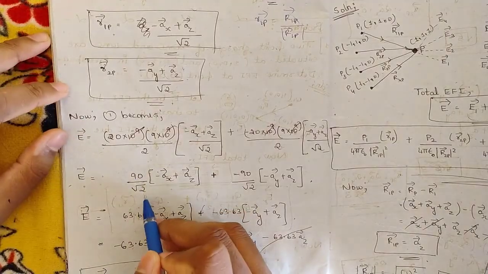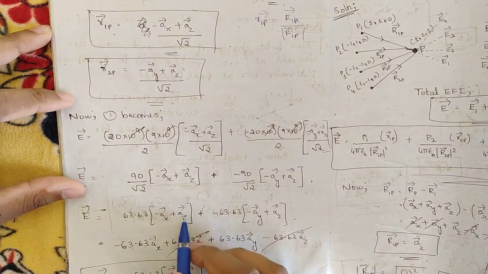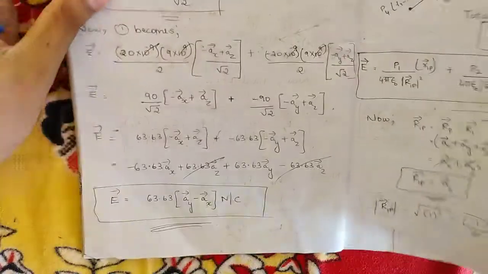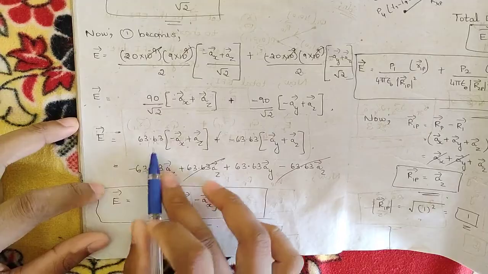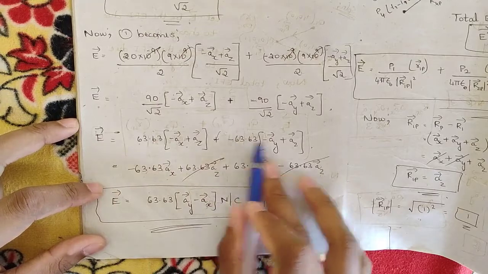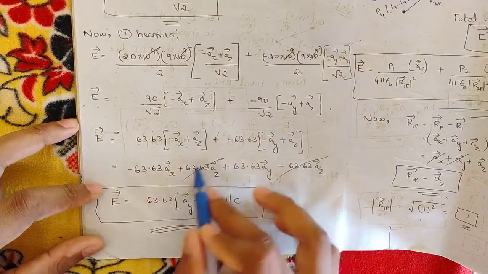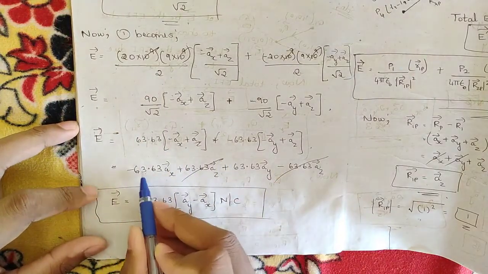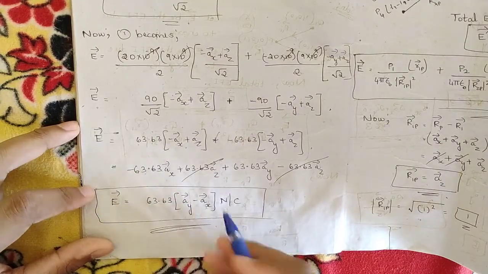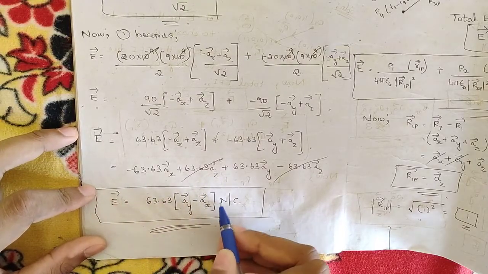90 divided by root 2, if you calculate it, we get around 63.63 into AZ minus AX. Then we have minus 63.63 into AZ minus AY. Okay, so multiply the terms. We get minus 63.63 AX plus 63.63 AZ. Then we have plus 63.63 AY minus 63.63 AZ. Here the plus and minus terms get cancelled. So we are left with 63.63 AY minus 63.63 AX. Take 63.63 common outside. So the final answer is 63.63 into AY minus AX Newton per Coulomb.